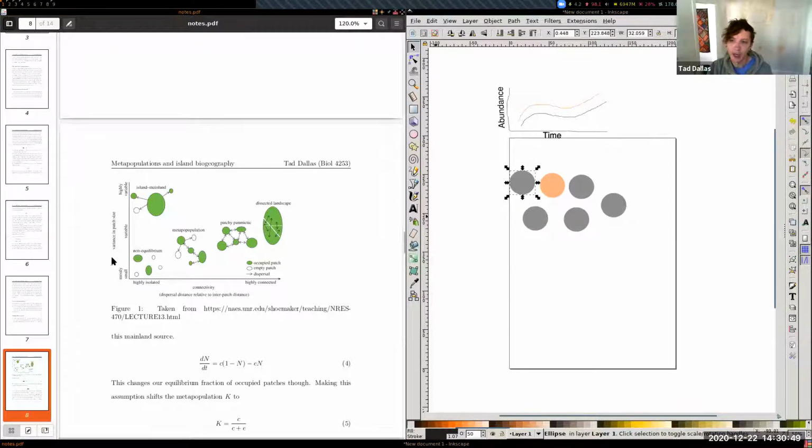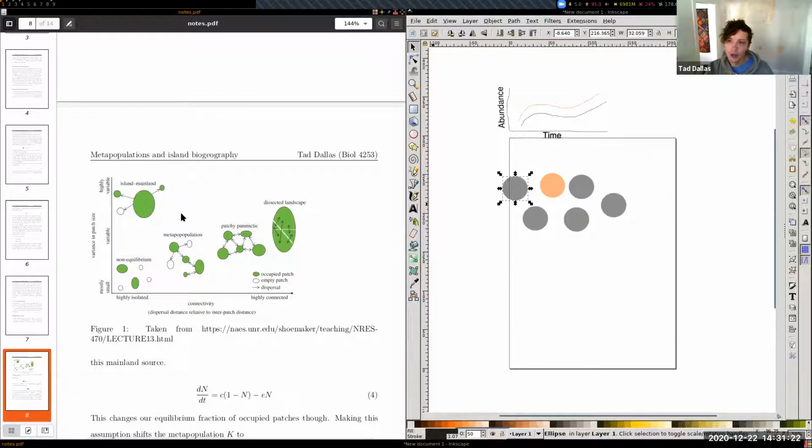Patches are well connected. And then along the y-axis, you have variance in patch size. When variance in patch size is small, as it is here, where all patches are the same size, you're down on this lower part. As you go higher, you have much more variance in patch size. Here you have one patch that's really big and others that are quite small. The types of metapopulations can be viewed in this two-dimensional space. I'm going to zoom in a little bit. In the middle, this sweet spot is a classic, quote unquote, metapopulation.